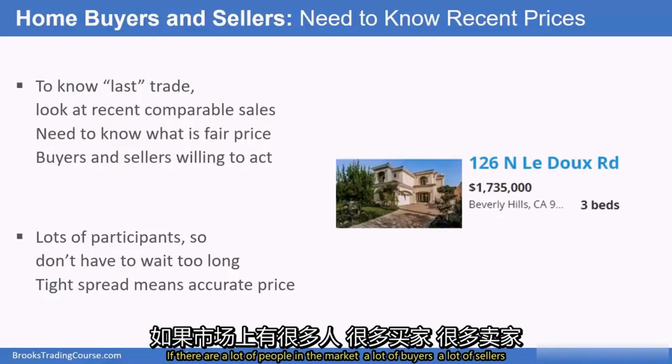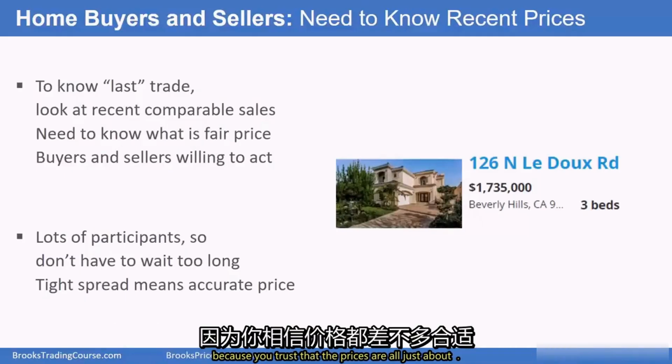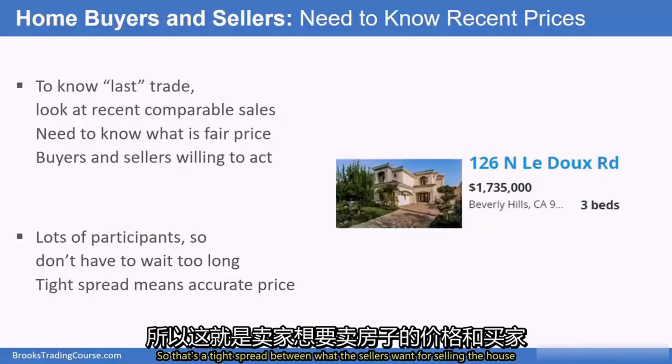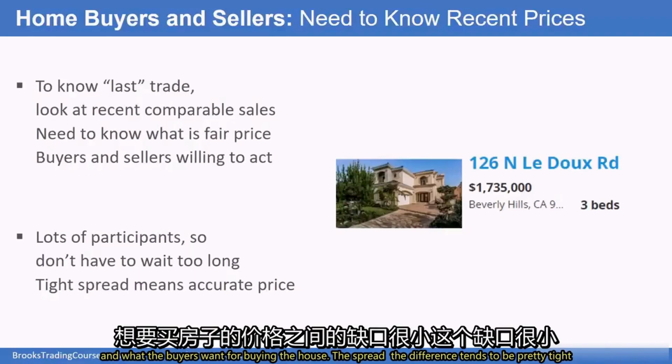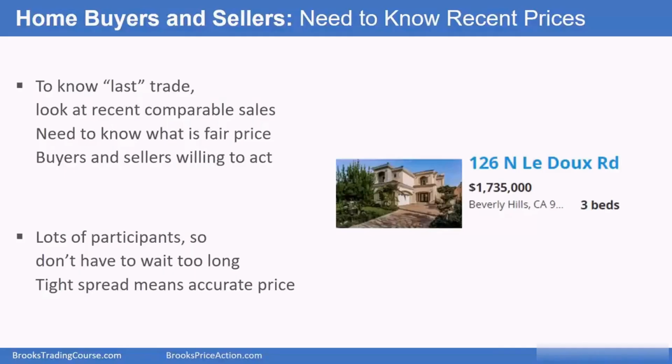If there are a lot of people in the market, a lot of buyers, a lot of sellers, you typically do not have to wait long to sell your house or to buy another house, because you trust that the prices are all just about right. So that's a tight spread between what the sellers want for selling the house and what the buyers want for buying the house. The spread, the difference, tends to be pretty tight, and it tends to accurately reflect the fair value of the house.